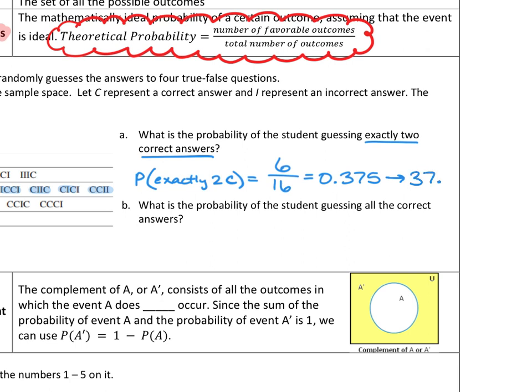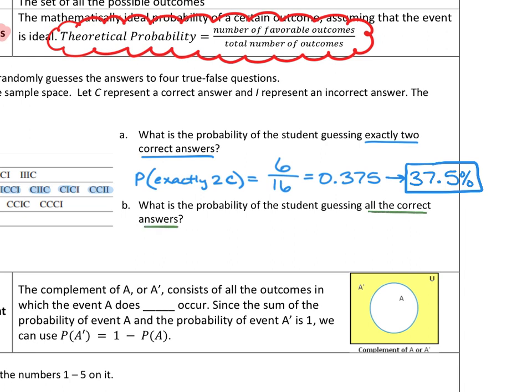37 point, I think it would just stay as 5, because there's no number behind it. 37.5% chance of wildly guessing and getting 2 correct. Maybe this is why we shouldn't wildly guess and we should study for our things. I don't know. Commentary. Part B says, what is the probability of the student guessing all of the correct answers?